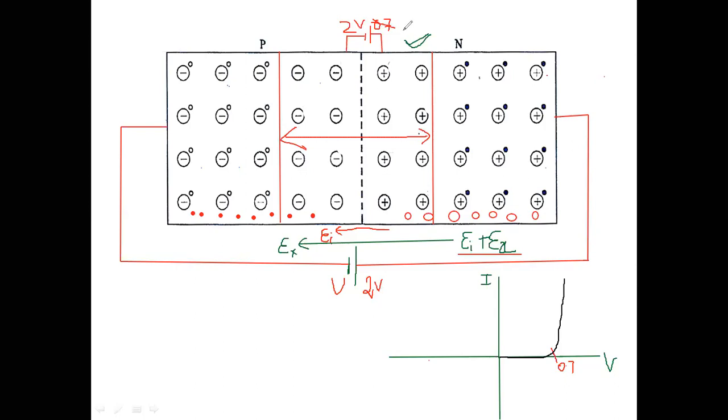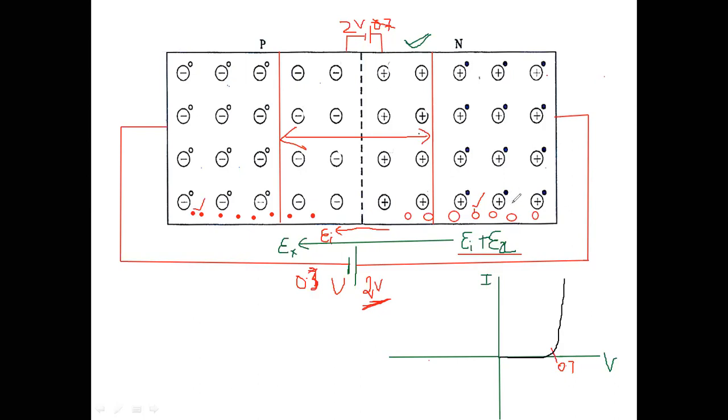0.7 volt is the regular drop. See here, if I give 0.3 volts here, current doesn't appear, because the internal barrier setup is 0.7 volts. So if I give a high voltage, then what will happen? The junction width increases here, and the electrons and holes will move, and there will be some current, which is the minority charge carrier current.